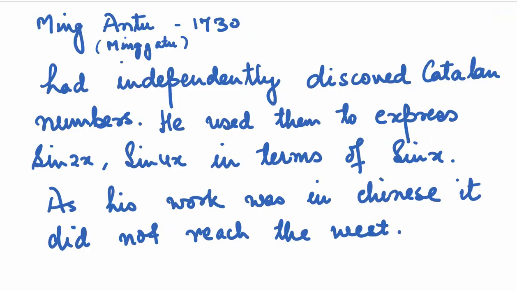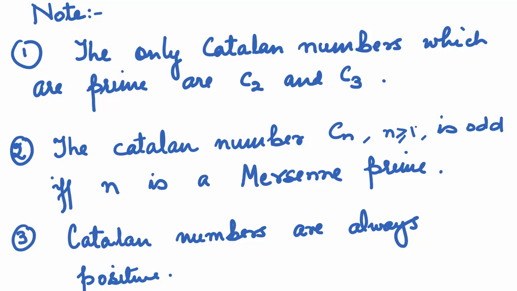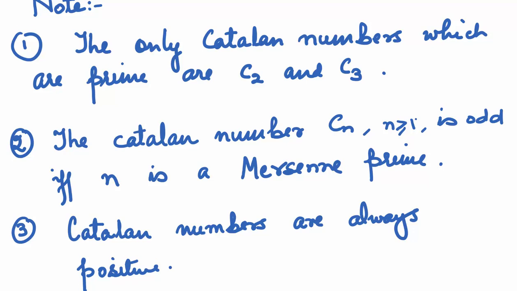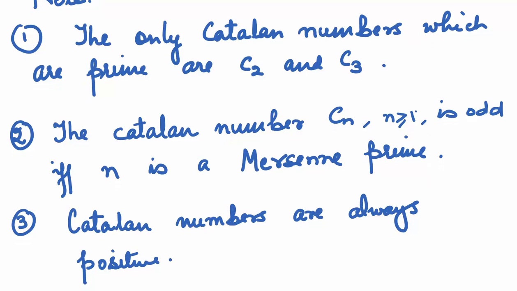Another name which needs mention is that of Minggatu. He was a Mongolian mathematician who, in 1730, independently discovered Catalan numbers. He used them to express sine 2x and sine 4x in terms of sine of x. But as his work was in Chinese, it never reached the West. A few things to note. The only Catalan numbers which are prime are C2 and C3. The Catalan number Cn for all values of n greater than or equal to 1 will be odd if and only if n is a Mersenne prime, and Catalan numbers are always positive, which you can see from the definition.